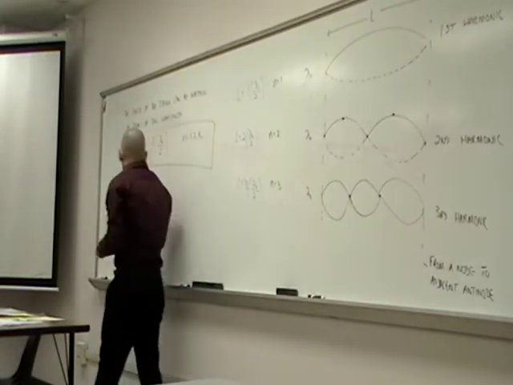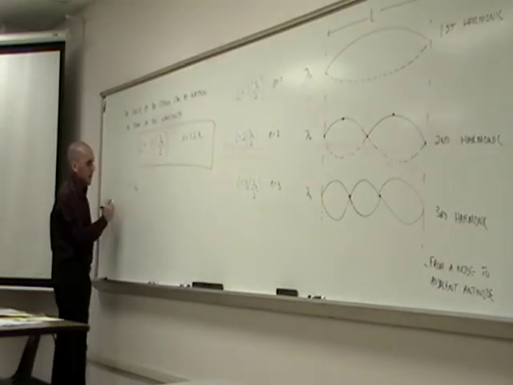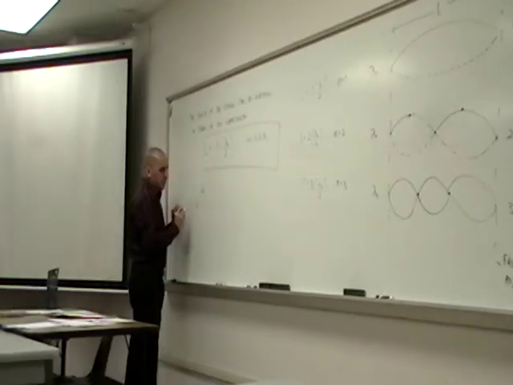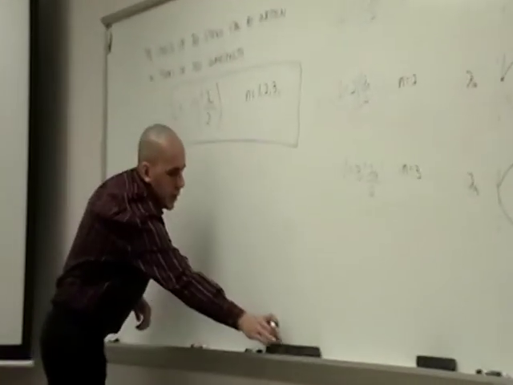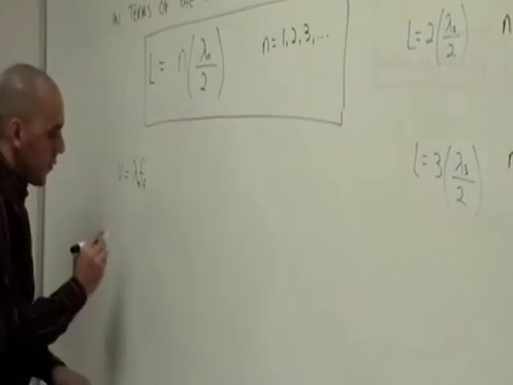Okay? If we do this, and then let's just take this and solve for lambda n, where your lambda is v, and I put f here, but you all noticed that, right?